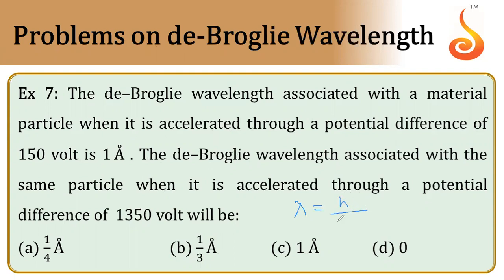Wavelength is h by root 2 m into charge into V. V is the potential difference. Now in this case, we don't know what the particle is, or what the charge of the particle is, so let us keep it as Q. Initially, in the first case, potential difference is 150 volt and wavelength is 1 angstrom. In the second case, when potential difference is 1350, we need to find the wavelength. Okay, so let's solve this one.